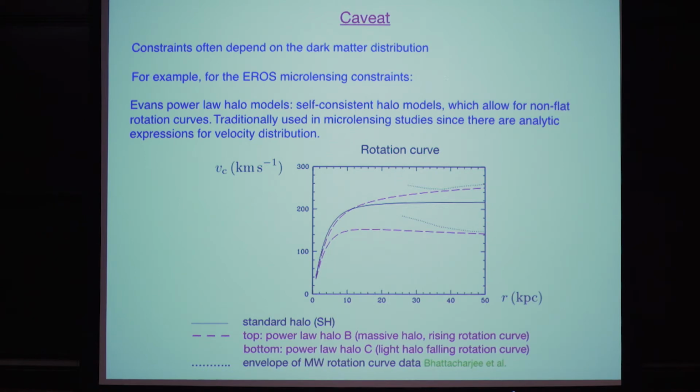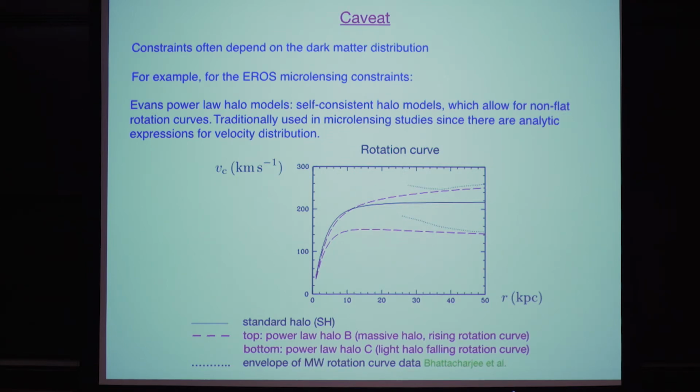So what matters here is the velocity with which the compact objects cross the line of sight and also the density along that line of sight. To do this, I looked at what were called Evans power law halo models. They're somewhat out of date, but they have analytic expressions for the density and velocity distribution, which are what you need to do this calculation.